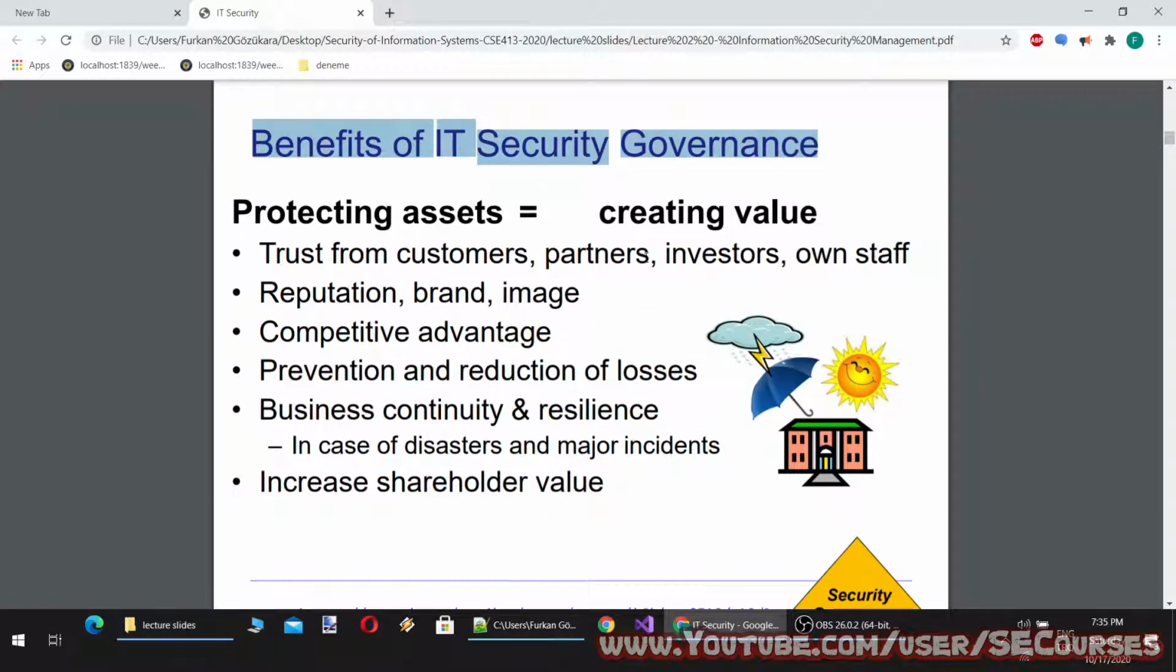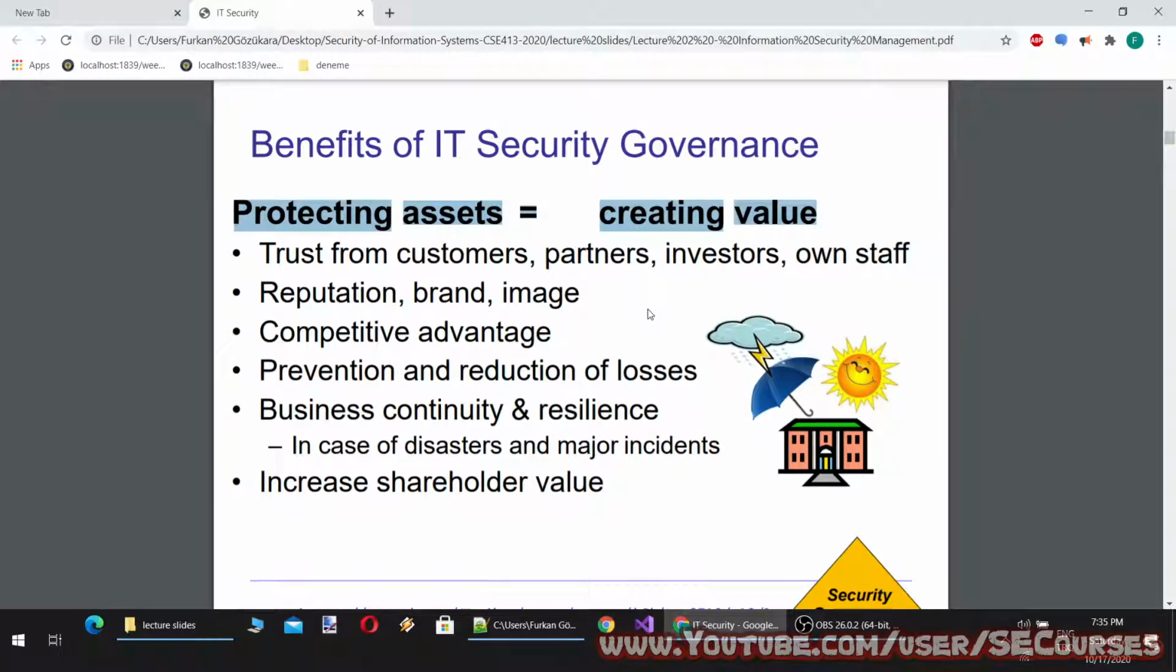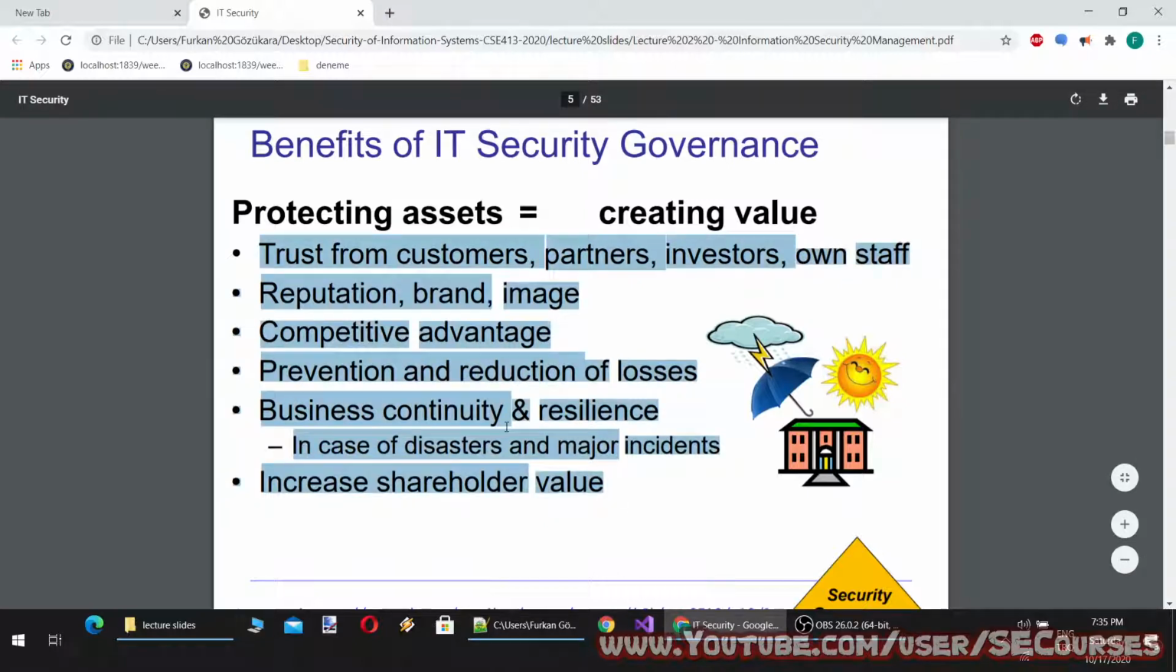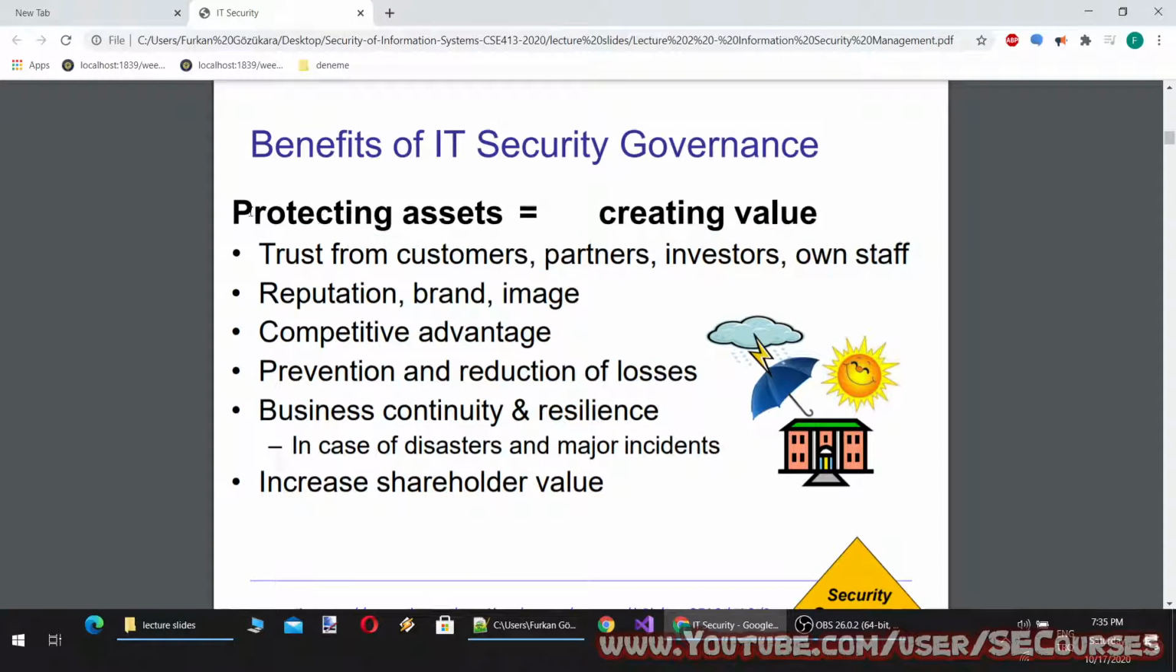Benefits of IT security governance. So what benefits does it have? Protecting assets equals creating value. Trust from customers, partners, investors, own staff, reputation, brand, image, competitive advantage, prevention and reduction of losses, business continuity and resilience in case of disasters and major incidents, increase shareholder value. So protecting assets creates value.